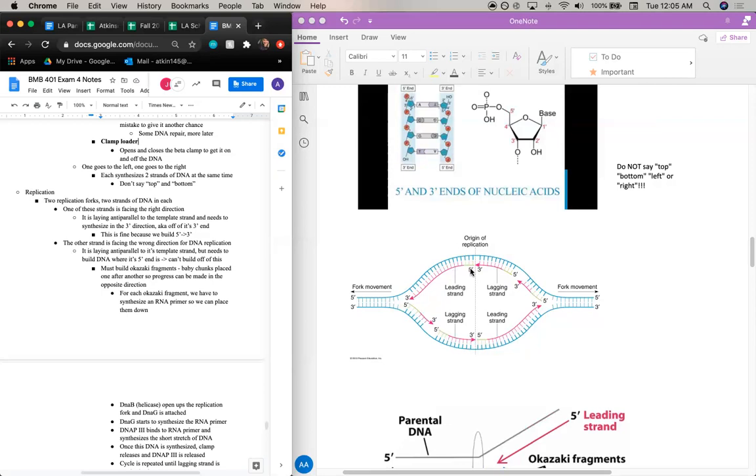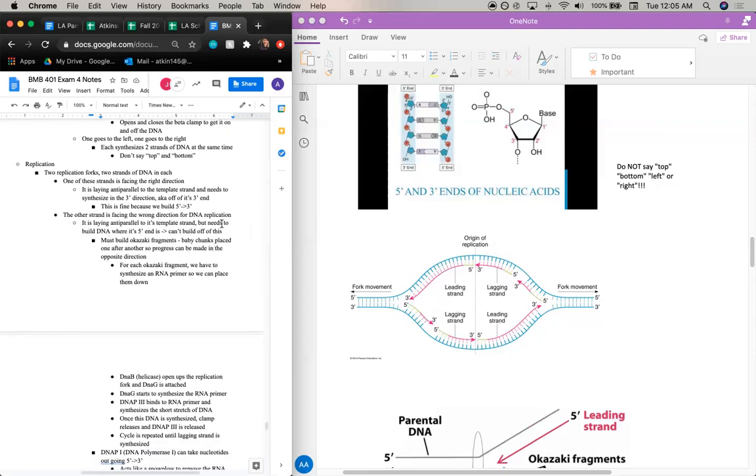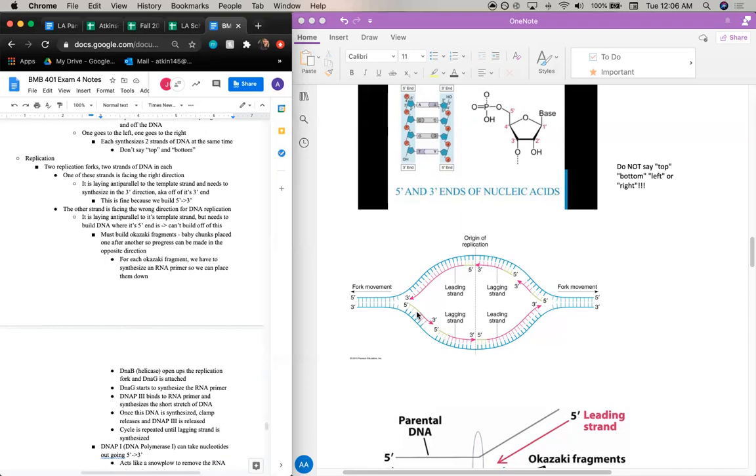So then this leading strand is going to attach 5'. It can synthesize 5' to 3'. But now there is a strand that is facing the wrong way. It's laying anti-parallel to its template strand, but it needs to build DNA where its 5' site is. So it would need to build off that 5' site to go the right way, to be anti-parallel to its template strand. So it's going to build these baby fragments in order to override this, because it can't go 3' to 5', so it's just going to do a bunch of baby 5' to 3' to make up for that.